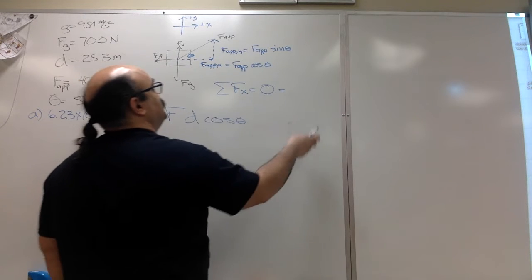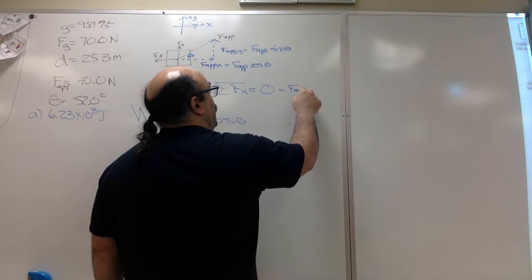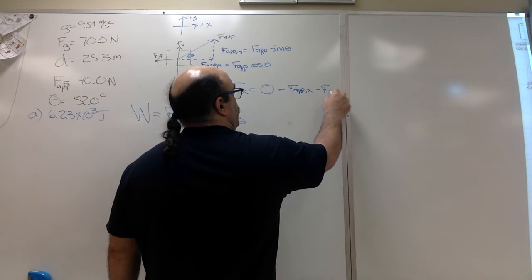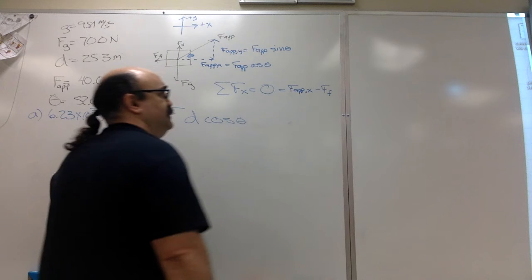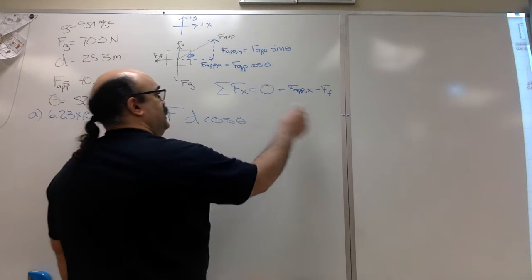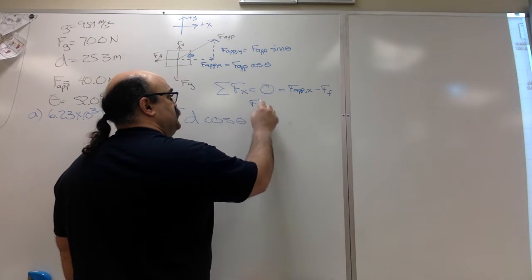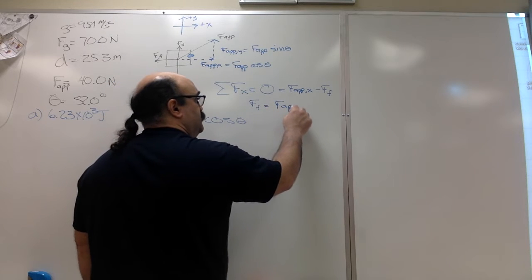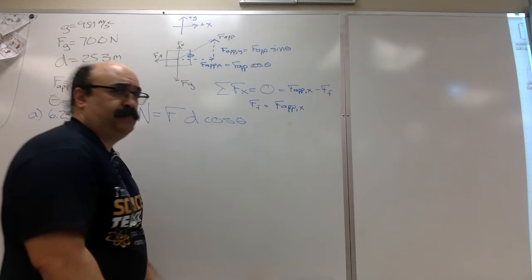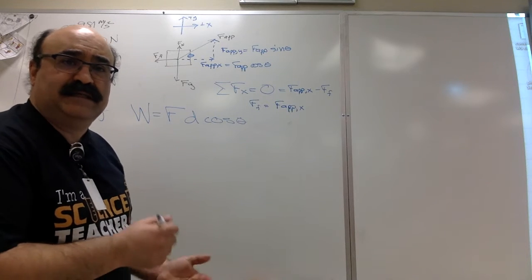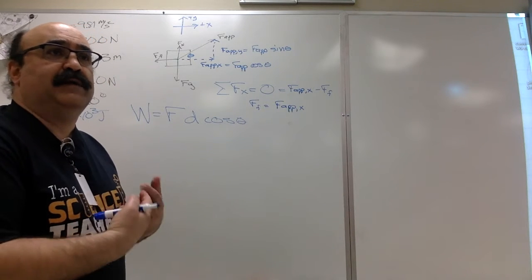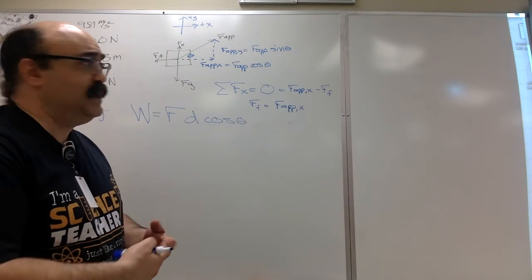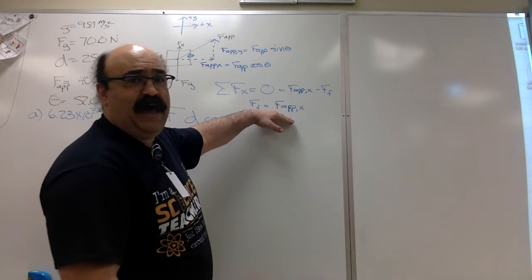If the sum of the forces in the x direction is 0, the two forces acting in the x direction are the force applied in the x direction and minus the force due to friction. That's the force due to kinetic friction in this case. What does that tell me? That tells me the force due to kinetic friction must equal the applied force in the x direction. If we think about that, the bag isn't accelerating. If it's not accelerating, I must have an equal and opposite force balancing it out if it's moving at a constant velocity.